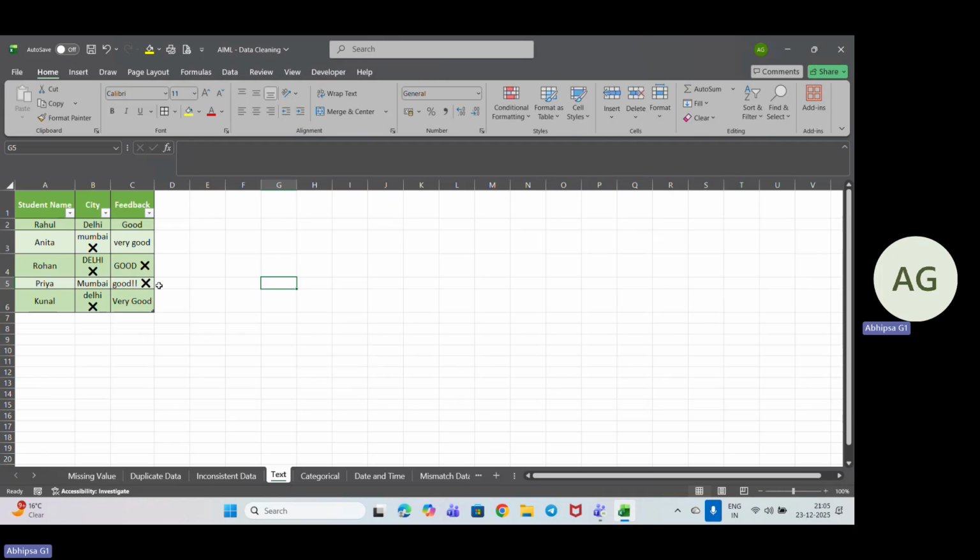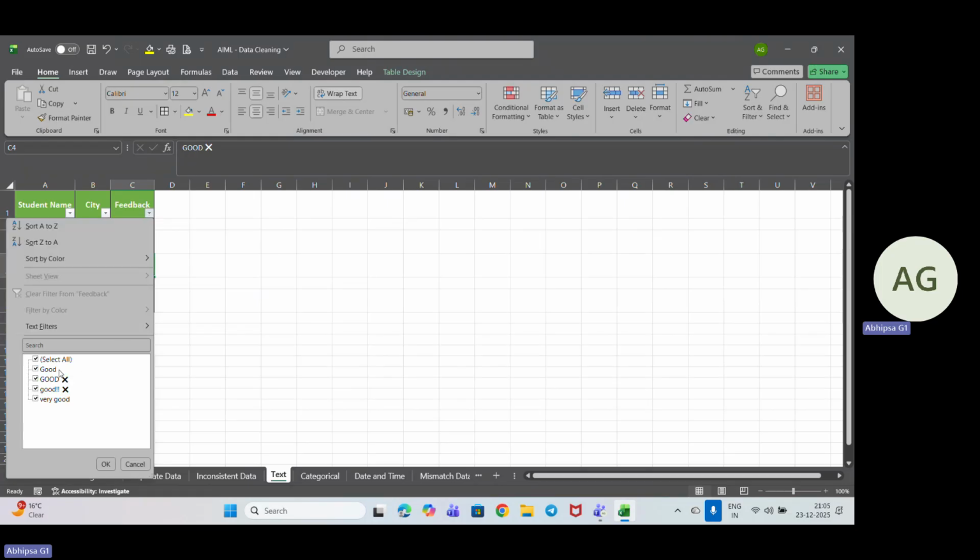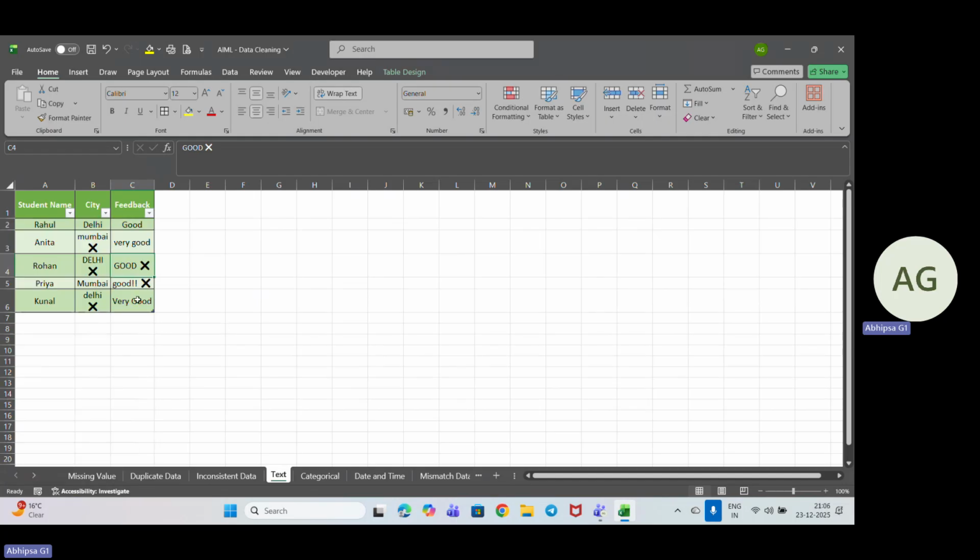So this is of course messy data. Why this text data needs cleaning: if my model sees it, it will be seeing "good" and "Good" as different things. If you can see here, we have got four different types of things: good, Good, GOOD, very good. But ultimately good is one. There should be two categories, good and very good.